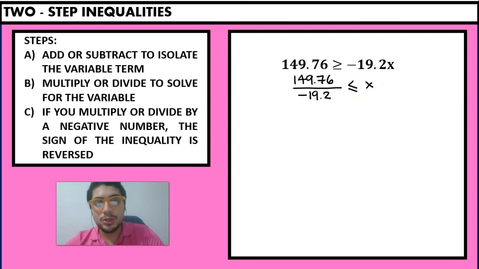And now after we do that, we have to know that we are passing the number dividing. And that is going to be an answer of -7.8 is lower or equal to x, which is the same thing as saying that x is higher or equal to -7.8.